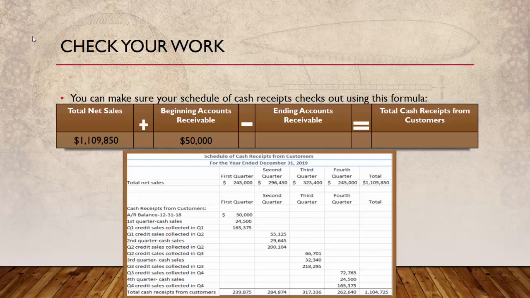And we'll subtract from that the ending accounts receivable that we had, which we just determined was $55,125. When we perform those calculations, we come up with total cash receipts from customers for the year of $1,104,725, which if you look in the bottom right hand corner of our schedule of cash receipts, you can see was their total cash receipts from customers. So our numbers check out.